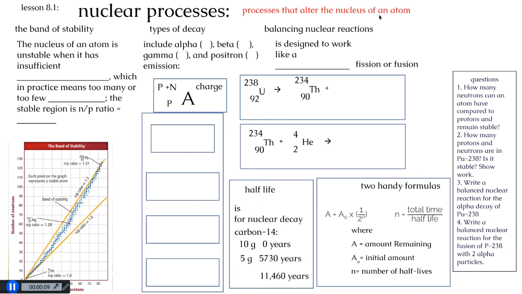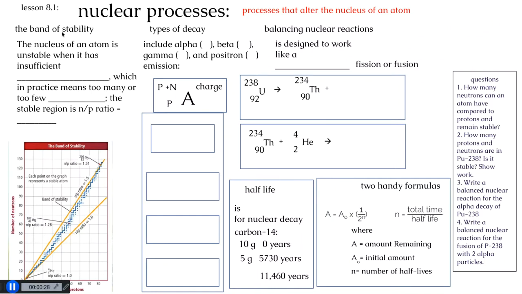So you're messing with the nucleus, whereas in a chemical process, you're typically retaining the number of neutrons and protons. You're changing things that deal with the electrons. So it's a big difference. Chemical processes and nuclear processes are fundamentally different.